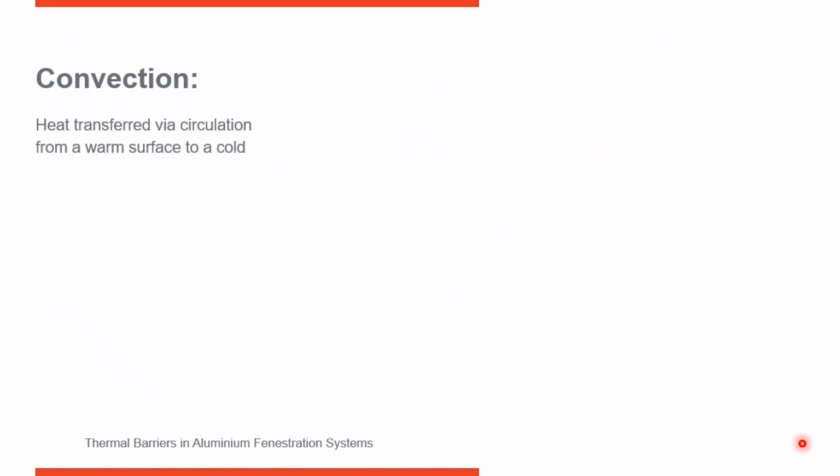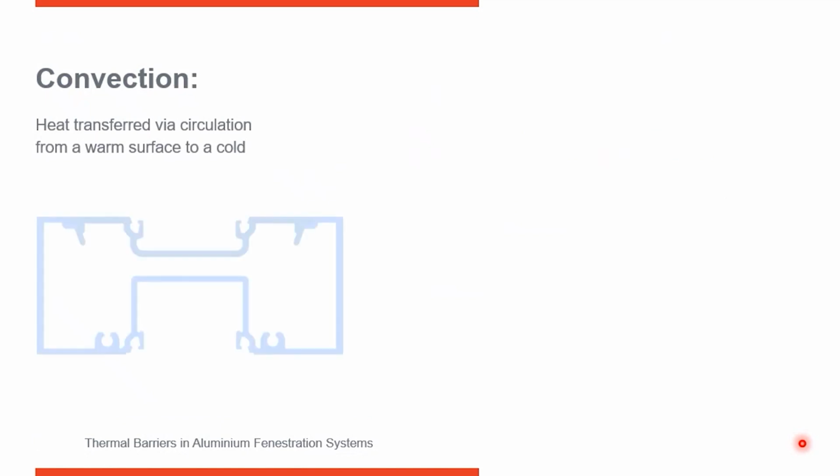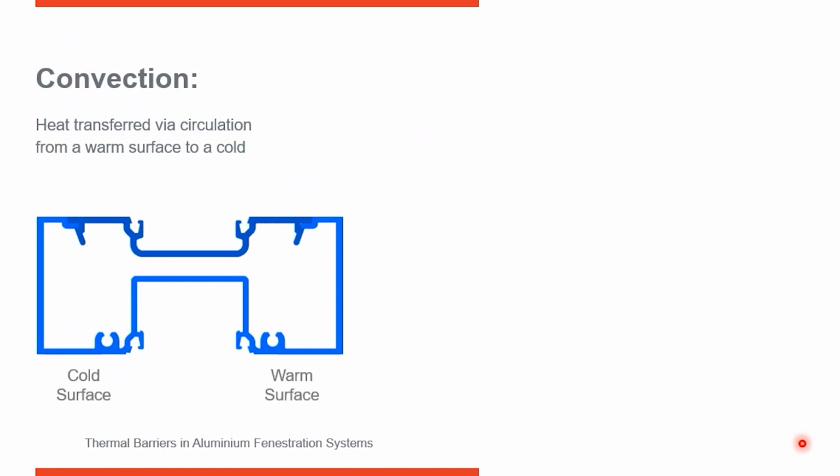So if we take a look at this section cut, this is a storefront vertical frame. You're going to have a cold surface to the exterior on the left and a warm surface on the interior to the right. And you notice it's a hollow chamber. So it's a hollow extrusion, frame shape there. So you're going to have cold on one side, warm on the other. And as air circulates, you're going to have heat transferring through that tubular shape from the warm side to the cold side.